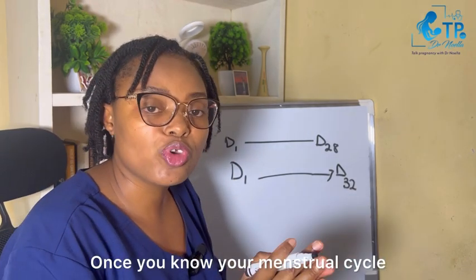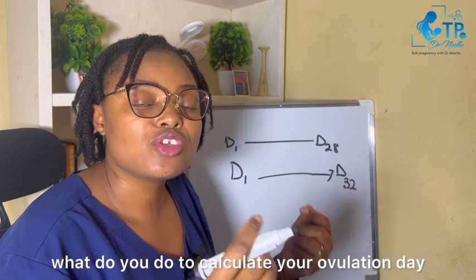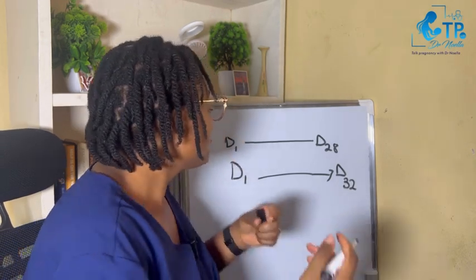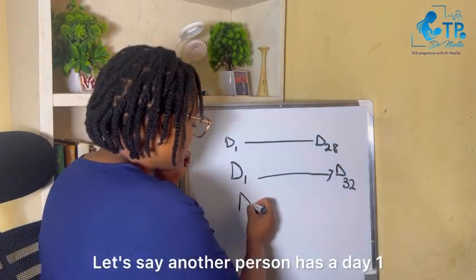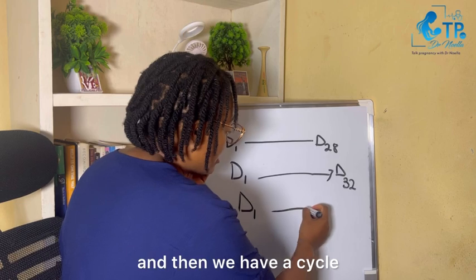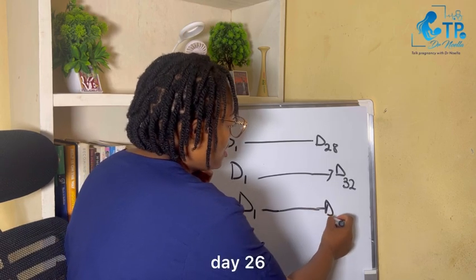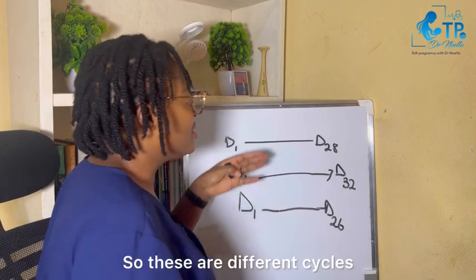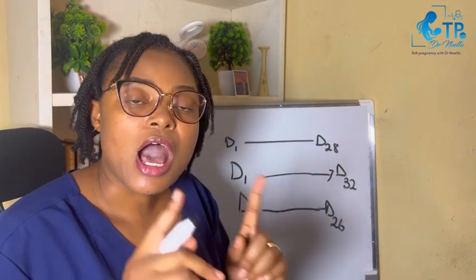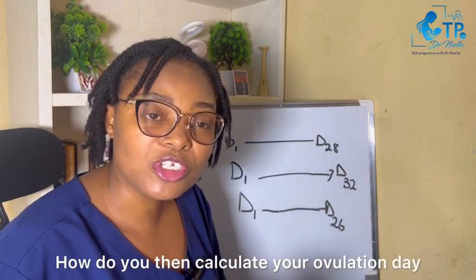Once you know your menstrual cycle, what do you do to calculate your ovulation day? Let's say another person has a day 1 and then we have a cycle day 26. So these are different cycles. How do you then calculate your ovulation day?